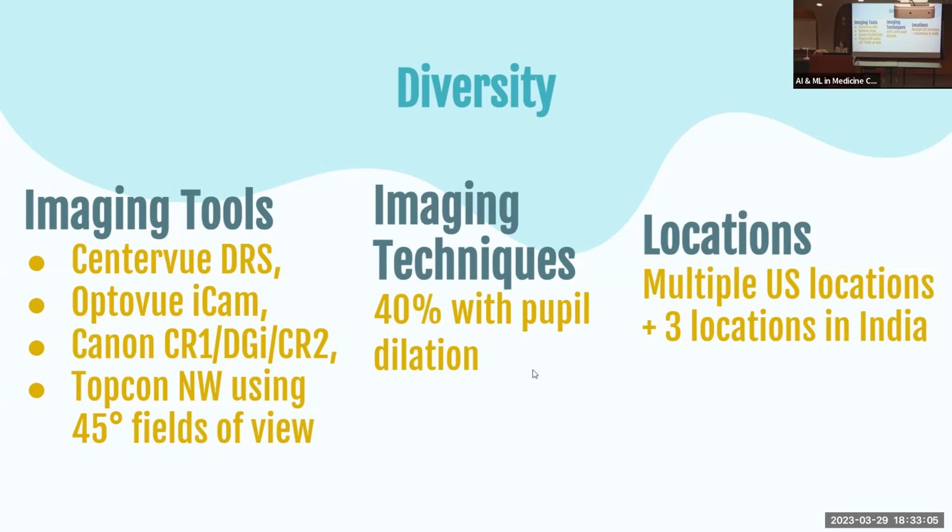For imaging techniques, this is kind of ophthalmology specific. For 40% of them, they did dilate the pupil, whereas for 60% they didn't. That could cause a lot of problems if you don't have that kind of diversity in your data. And then for locations, mostly US locations, but different US locations. And then they also had 3 locations in India. So that's pretty good too.